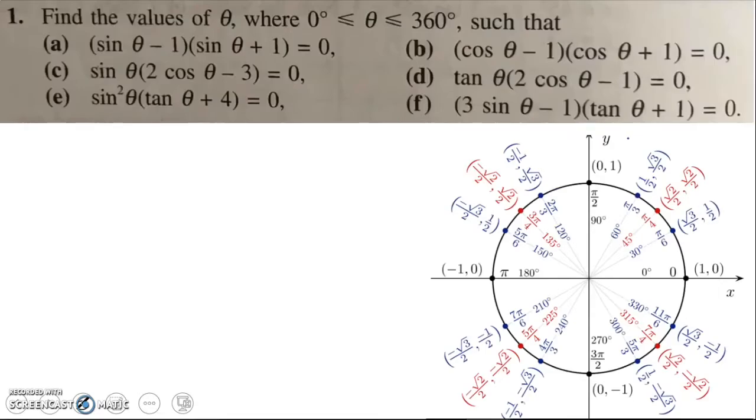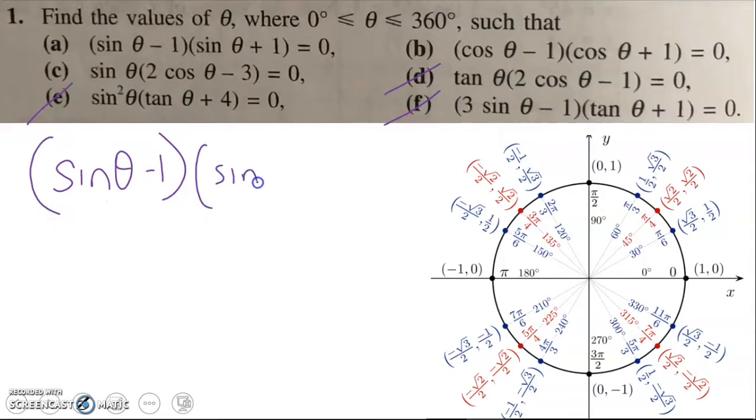Now, let's begin with number 1. I'm assuming you have watched the unit circle video, so this actually is not too bad. Again, I'm not going to do D, E, or F. I'm actually just going to do one of these because if you get one, you basically have the others as well. Let's do the first one. The first one says sine theta minus 1, and I have sine theta plus 1 is equal to 0. Okay, you have to solve for these individually.